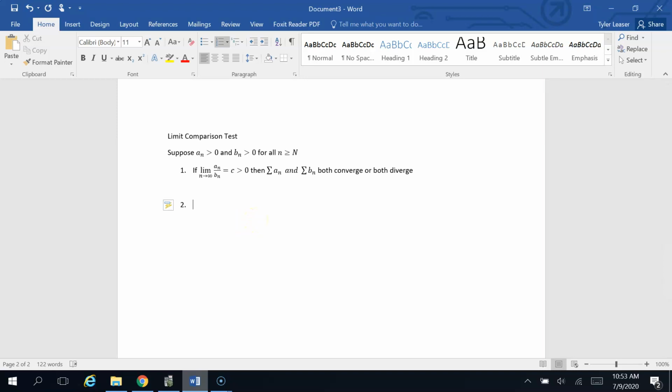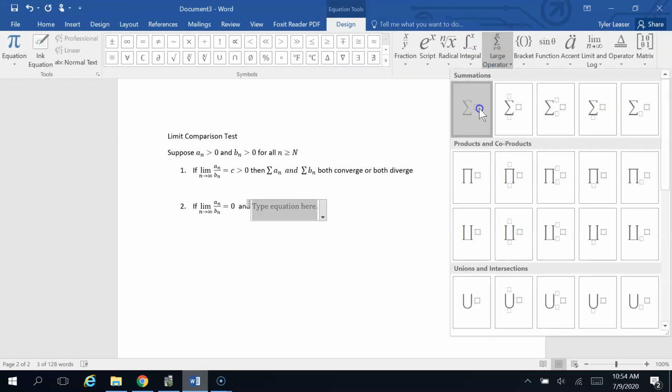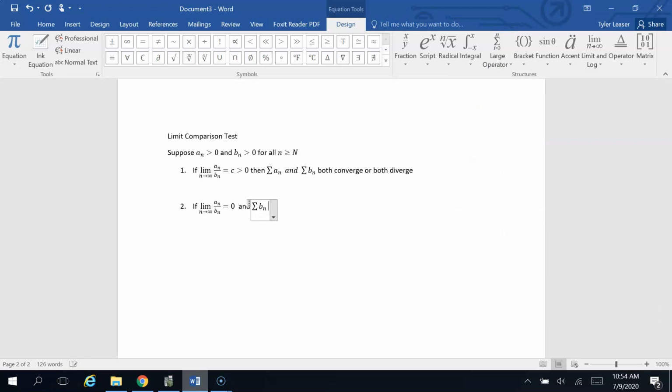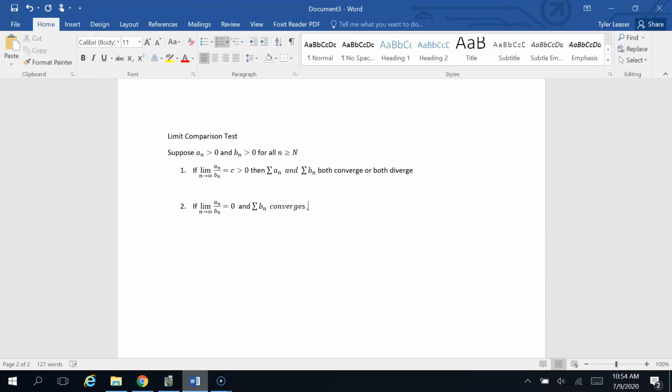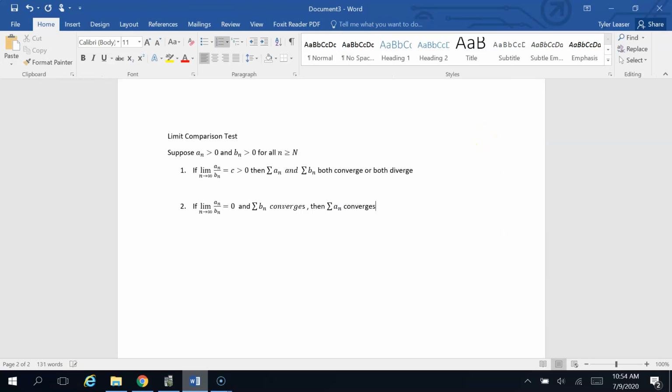All right, 2 and 3 are very similar, just not quite as often used, but they're still important. So 2 here, again, we're going to look at the limit of the ratio as n goes to infinity of a sub n over b sub n. This time, if this comes out to be 0, and we know that the denominator as a series b sub n converges, then we automatically get that the numerator a sub n as a series converges. All right, so very similar if you look at the limit of the ratio, but this time if the ratio goes to 0 and b sub n as a series converges, then we also get that a sub n as a series converges.